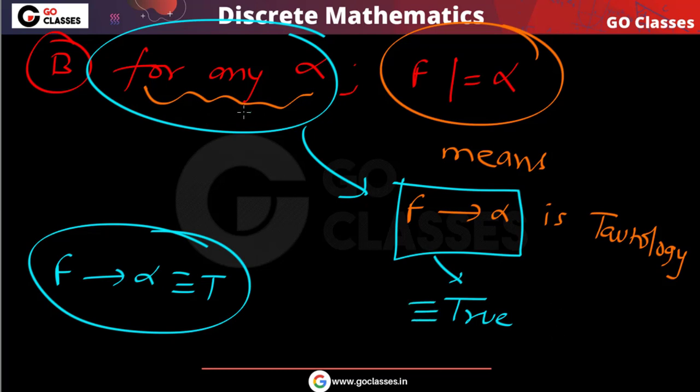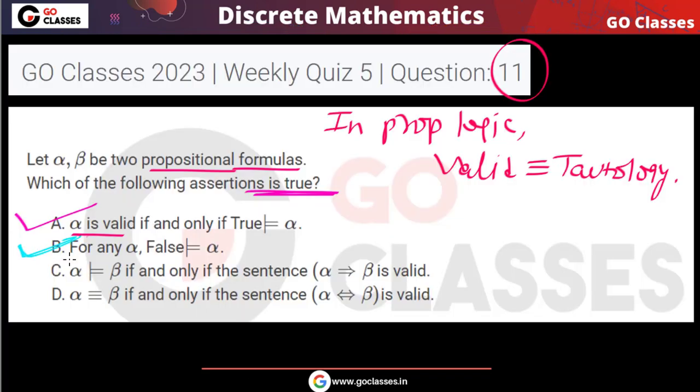So I can say yes, for any alpha, false infers alpha. Or I can say for any alpha, false implies alpha is a tautology. Okay, so this is true. So option B is also true.